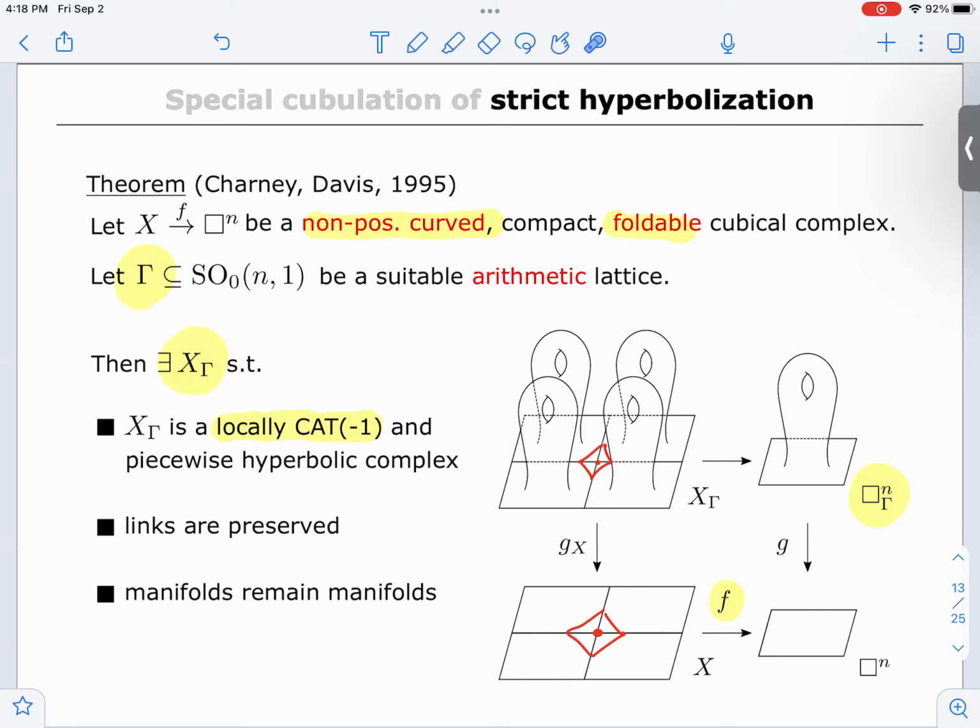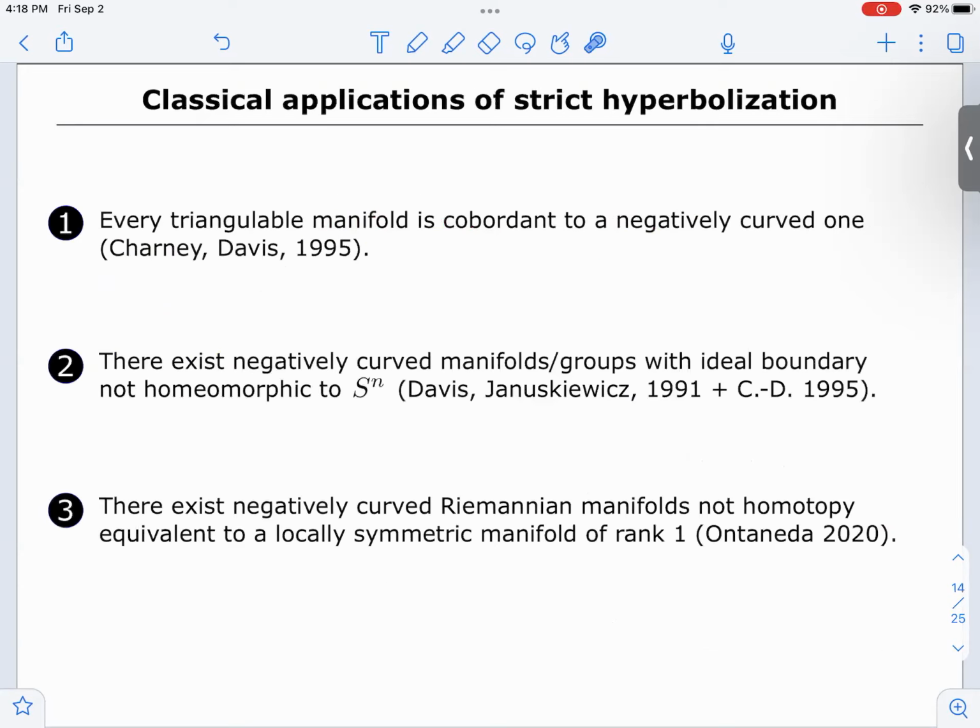And that's actually the motivation for people to study strict hyperbolization. Here I've collected some of my favorite applications of strict hyperbolization for you. There are many more; these are just a few of them. The first one is saying that negative curvature is pretty much all over the place in the world of manifolds. Namely, if you start with some manifold M, you can find a negatively curved manifold, the one that you obtain from hyperbolization, and those two are cobordant to each other. So you could start with something very positively curved, like a sphere, or a complex projective space, and you get some negatively curved manifold cobordant to that out of the construction.